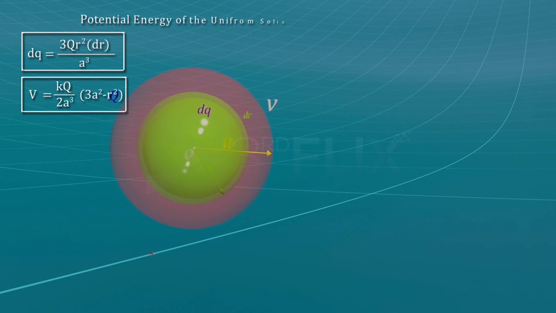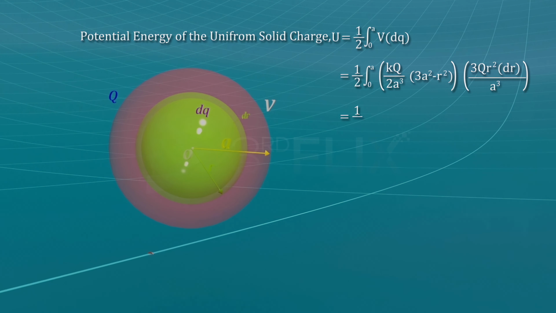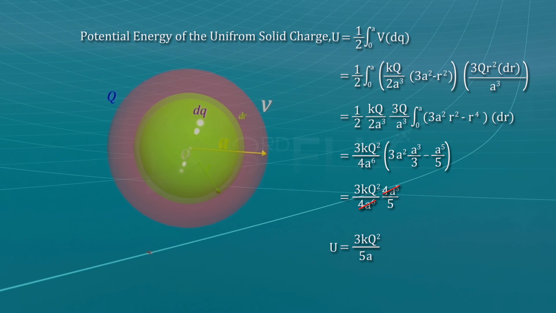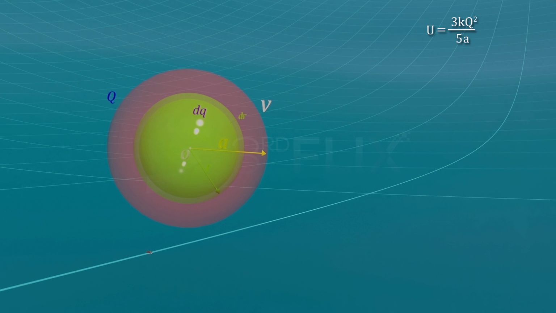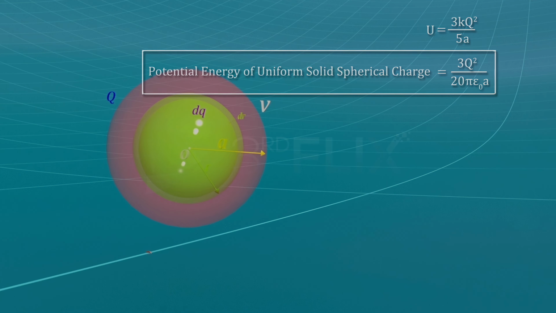Substitute V and dq in the potential energy expression, half into the integral of V dq. Upon integration and substitution of limits from 0 to a, we get U equals 3kQ square by 5a. Substituting k with 1 by 4 pi epsilon naught gives the potential energy stored as 3Q square by 20 pi epsilon naught a.